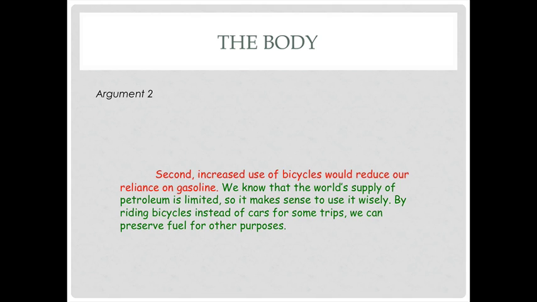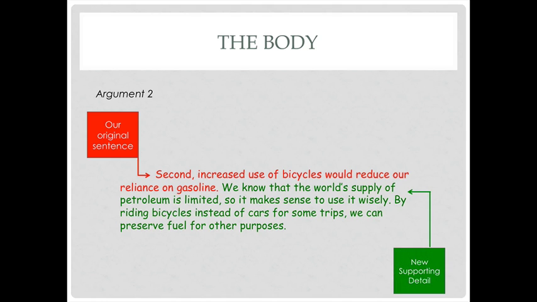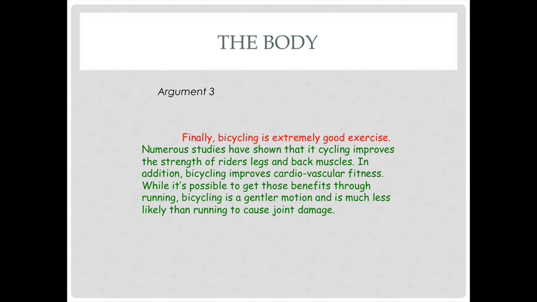Argument 2. I said, second, increased use of bicycles would reduce our reliance on gasoline. But again, here, I expand upon that point. We know that the world's supply of petroleum is limited, so it makes sense to use it wisely. By riding bicycles instead of cars for some trips, we can preserve fuel for other purposes. So here too, I've written enough to make argument 2 its own paragraph.